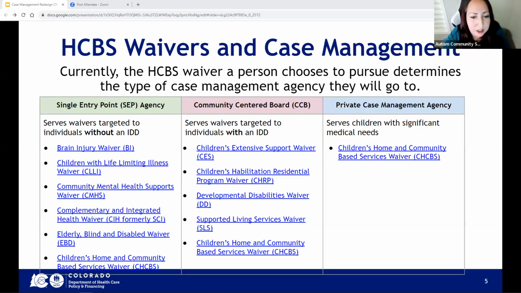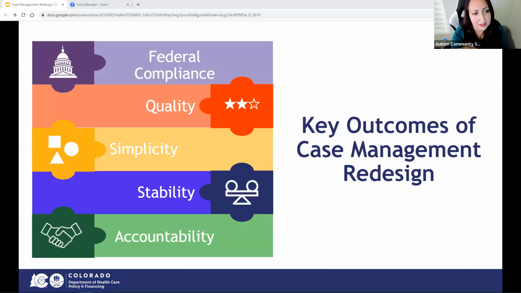So Colorado's vision for case management agencies was a new system where they no longer separate members based on their disabilities for case management services, but rather discuss the needs of each individual and serve each one as a whole person, and for each individual served to experience case management that embodies simplicity, quality, stability, and accountability in a conflict-free environment. And this is basically what we consider our filter for all of the initiatives that we've undergone with case management redesign so far.